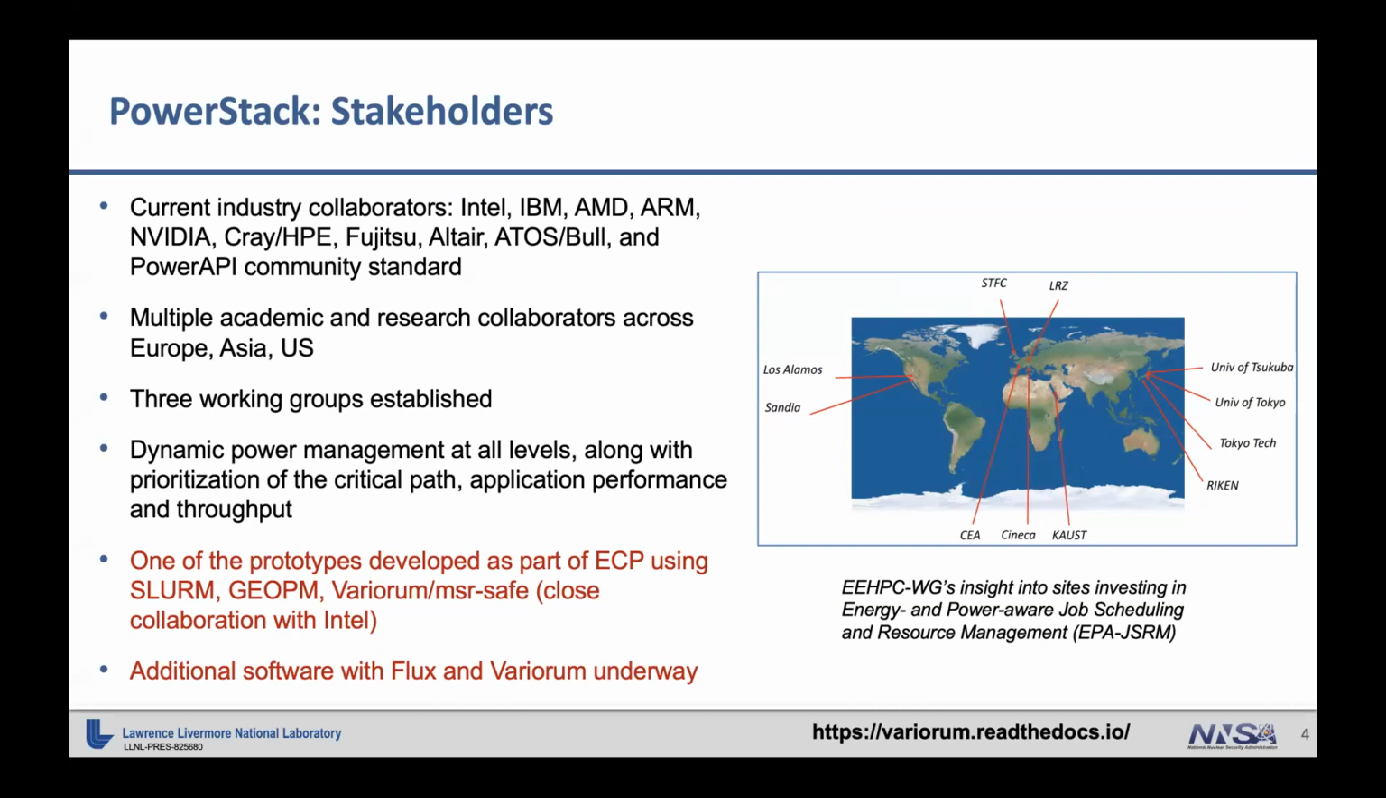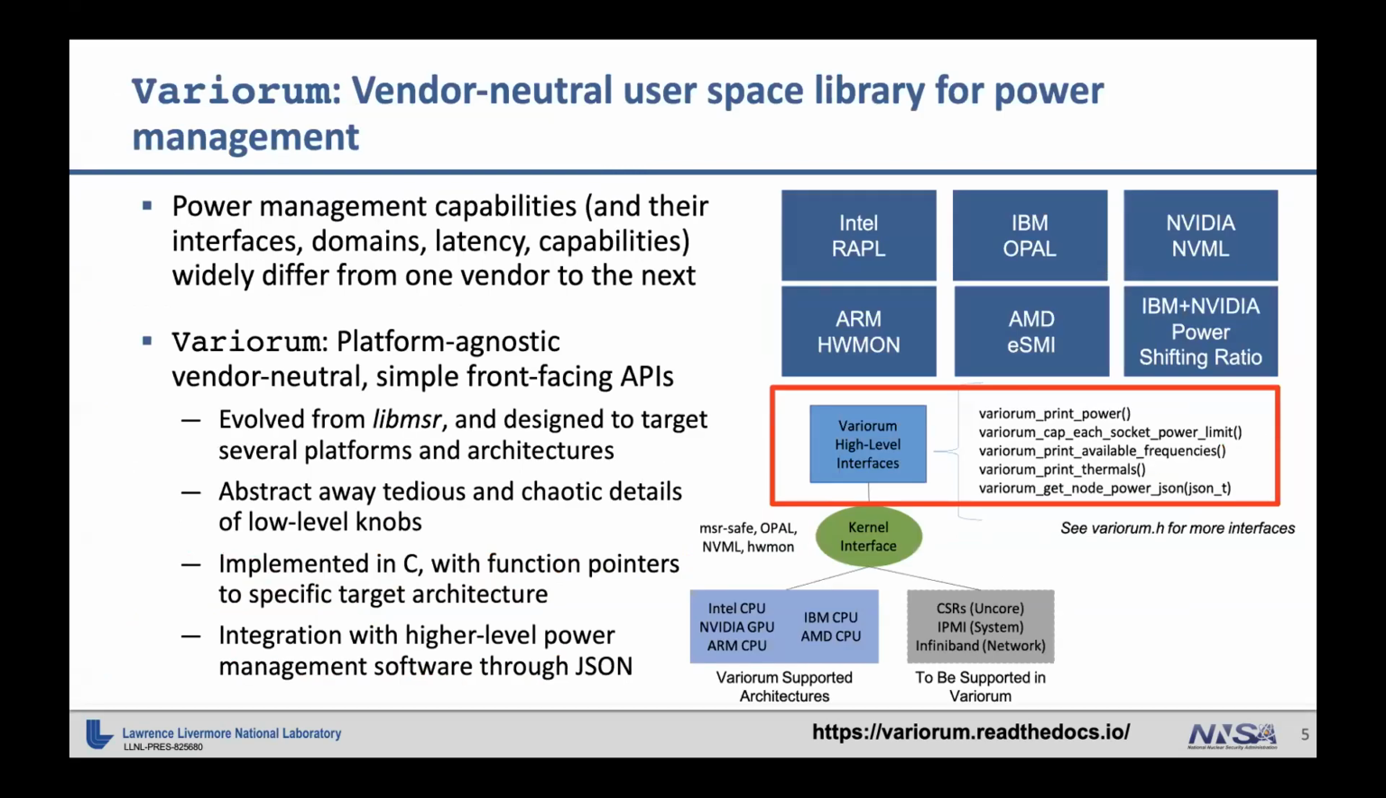Another prototype that we'll be covering that was also developed as part of the Powerstack Initiative includes Flux and Variorum, and this is also going to be discussed. So recapping what the Variorum library is, Variorum is a vendor-neutral user space library for power management. It provides platform-agnostic, easy-to-use, front-facing APIs for you to integrate into your applications.